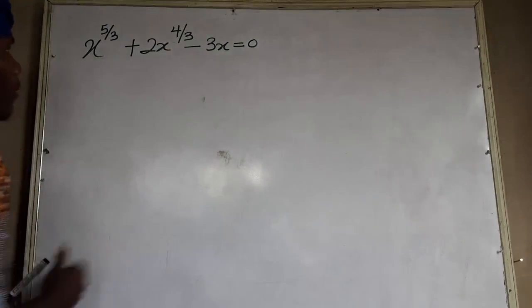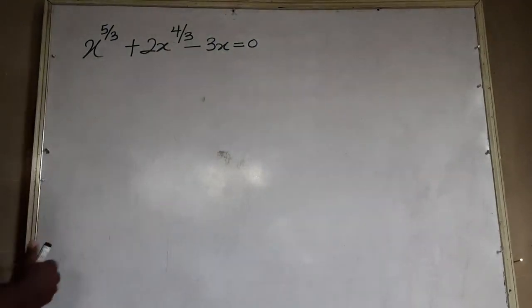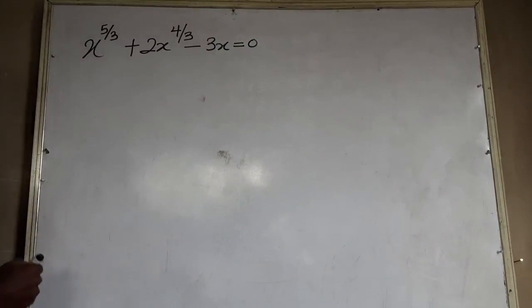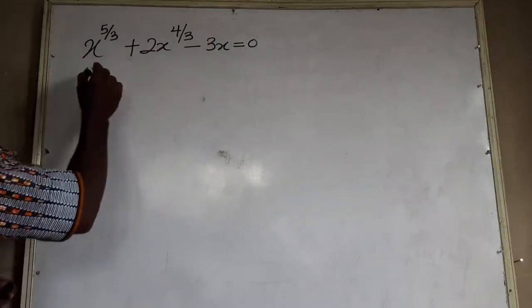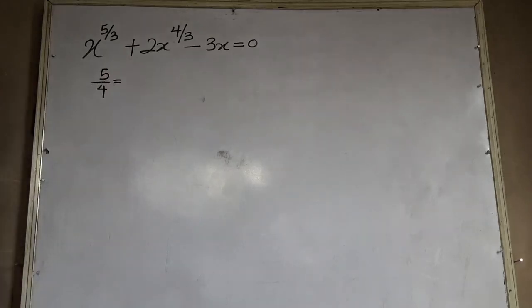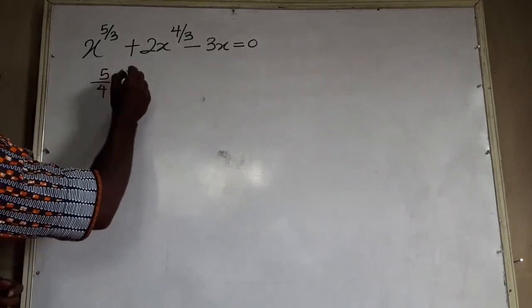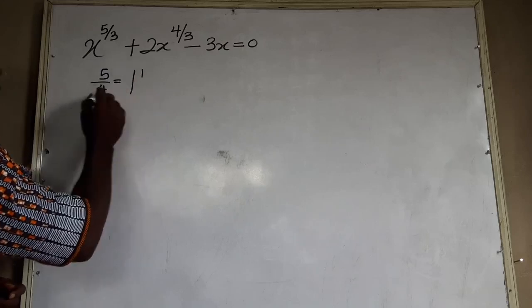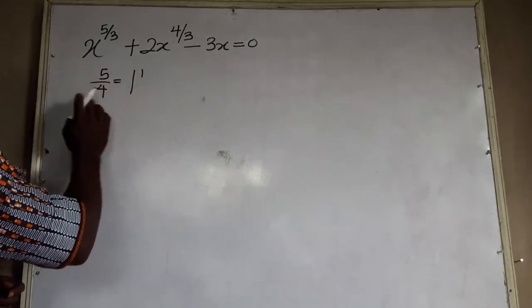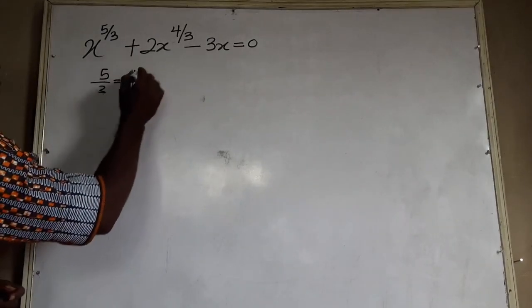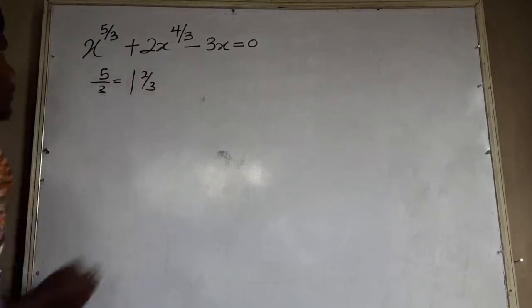Now, in solving a question like this, the first thing you are going to consider is the powers of this x. What are the powers? We have 5 over 3 and 4 over 3. 5 over 3 can be written as one whole number, 1 and 2 over 3.